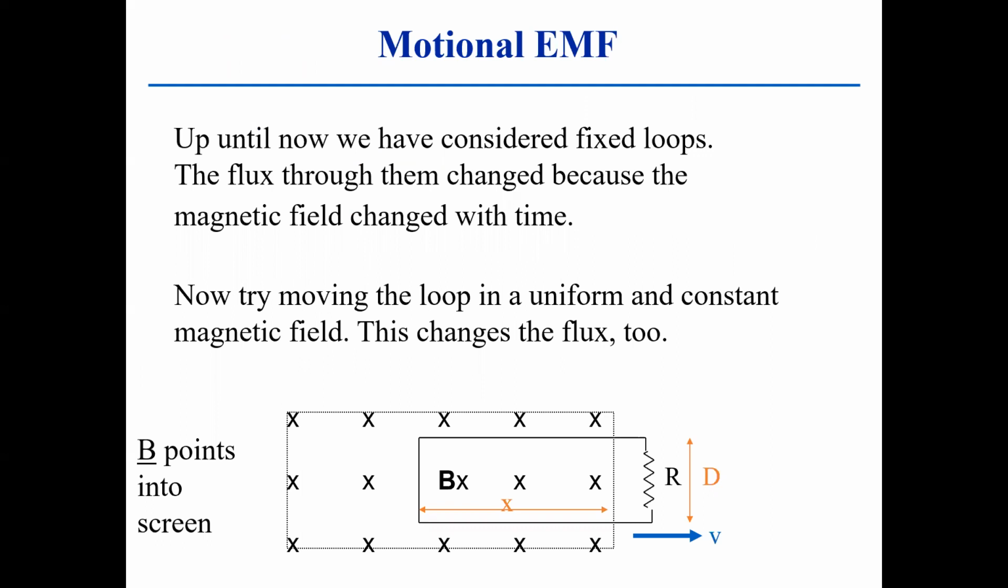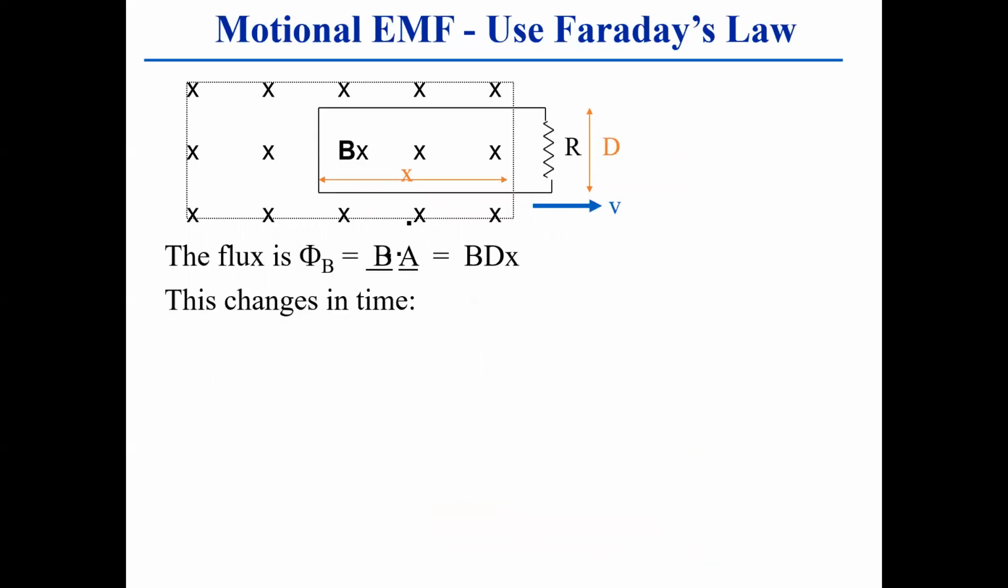Motional EMF is another interesting concept. Up until now, we have considered fixed loops. The flux through them changed because the magnetic field changed with time. Now, if we consider a scenario where we are moving the loop in a uniform and constant magnetic field, this will also change the flux. This gives rise to an EMF, which is the motional EMF.